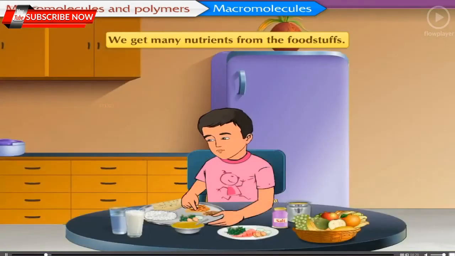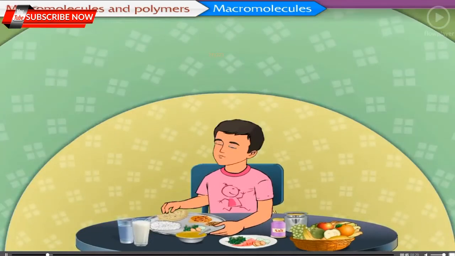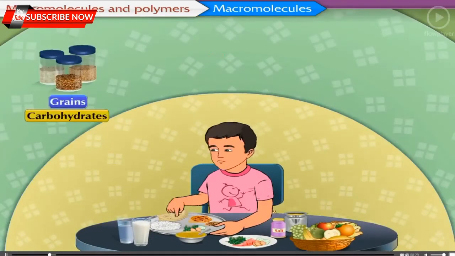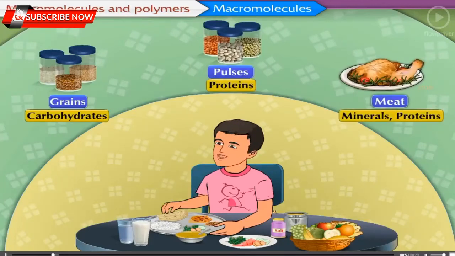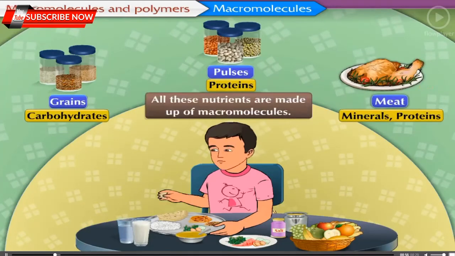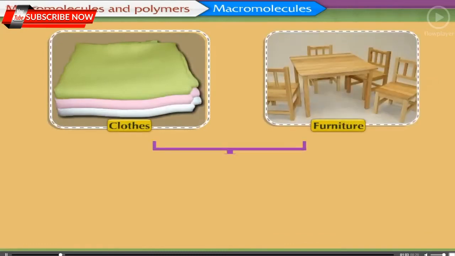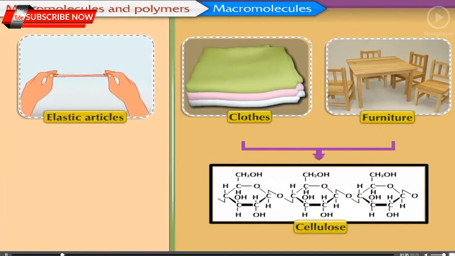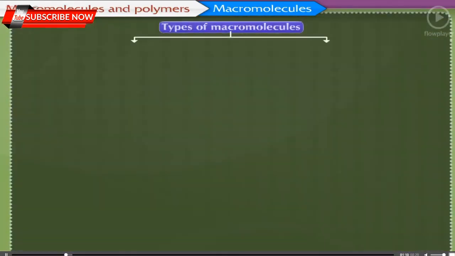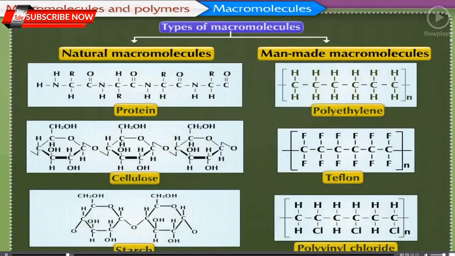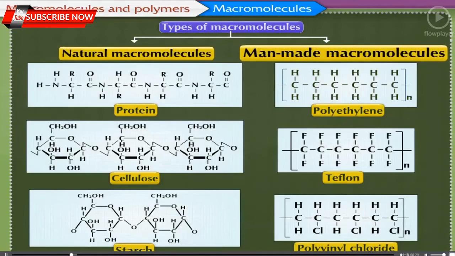We get many nutrients from the foodstuffs. For example, we get carbohydrates from grains, proteins from pulses, while minerals and proteins from meat. All these nutrients are made up of macromolecules. Similarly, household things like clothes and furniture are made up of cellulose, and elastic articles are made from the chemical substance rubber. Macromolecules are of two types, that is, natural macromolecules and man-made macromolecules.